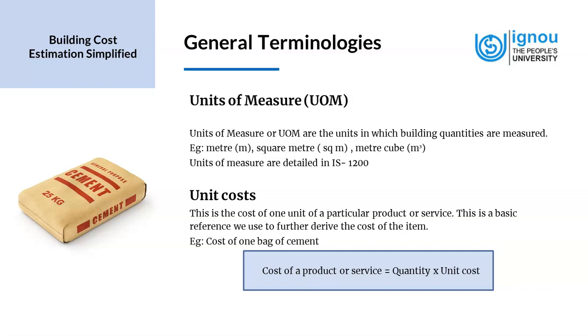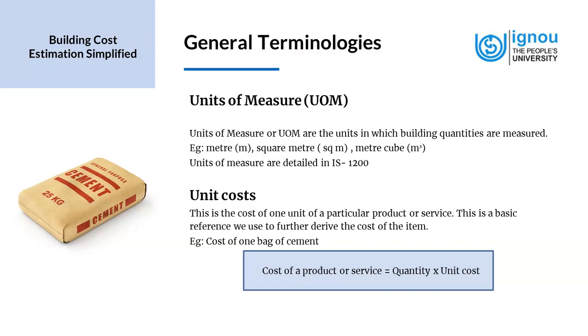Units of measure or UOM are the units in which building quantities are measured. So if we are measuring the length of a wall, then we measure it in meters. Or if you are going to find the area of a particular portion, we use square meters for it. And if we want to find the volume, we use the unit meter cube. Units of measure are detailed in the IS code 1200.